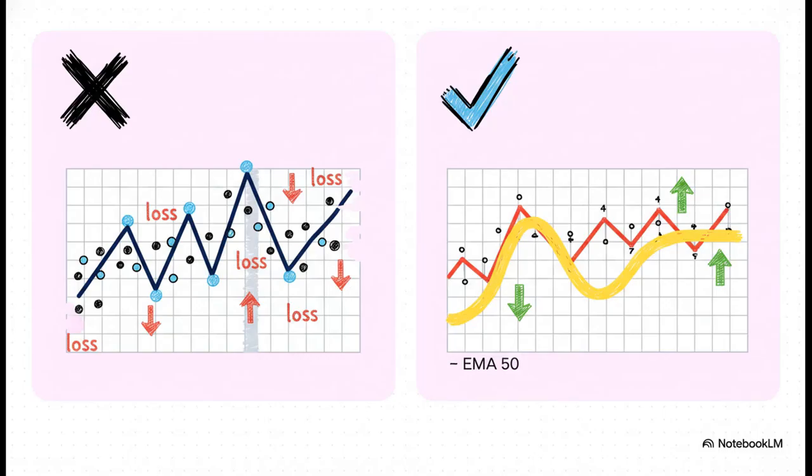And I really can't stress this enough. That 50 EMA filter is a lifesaver. If you just trade the raw Parabolic SAR by itself, you will get absolutely chewed up and spit out in a sideways market.